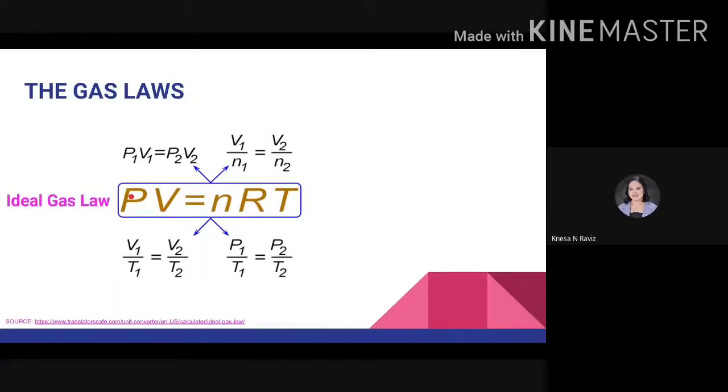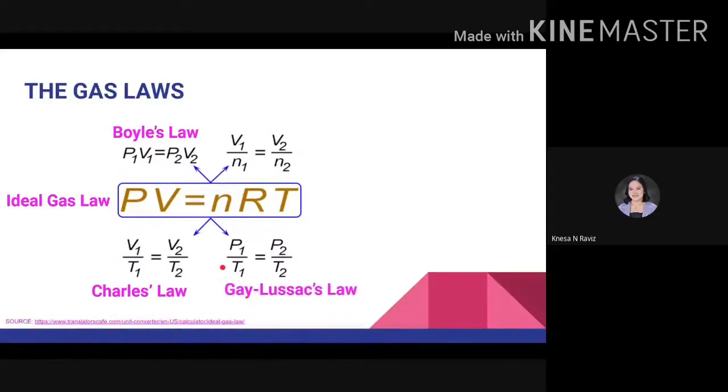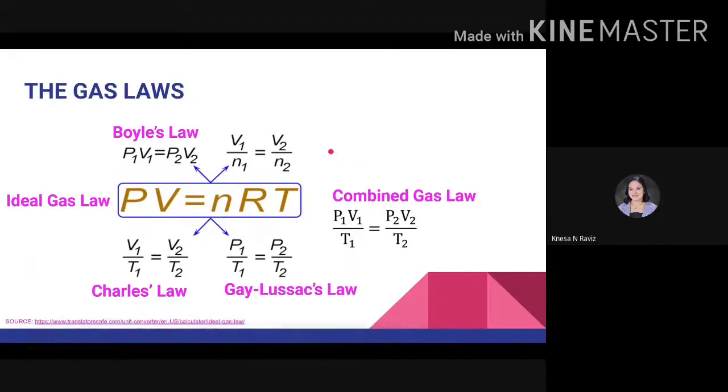This equation in the box is known as the ideal gas law equation. Pressure times volume equals the amount of gas in moles times the gas constant R times the temperature. Right above here, we have the equation for Boyle's law. Down below, we have the equations for Charles' law and Gay-Lussac's law. We also have the combined gas law equation and the Avogadro's gas law equation.